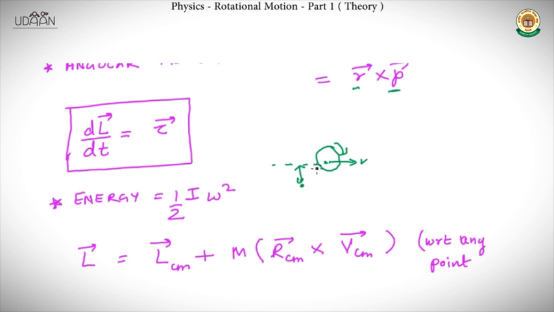This gives me the angular momentum of the center of mass of this body, and to that I'll add the angular momentum of this body about the center of mass, because the body is also rotating, which will be given by mass into r cross v. R cross v is the angular momentum. So this gives us the angular momentum of this entire body about some external point. This seems like a very complicated formula, but I hope it will be clearer when we go through the questions and see the applications.